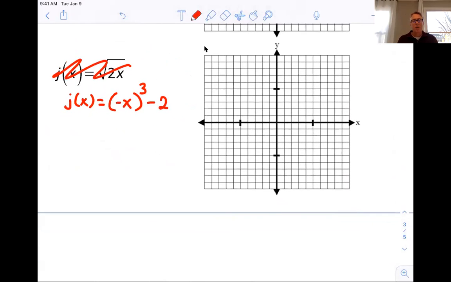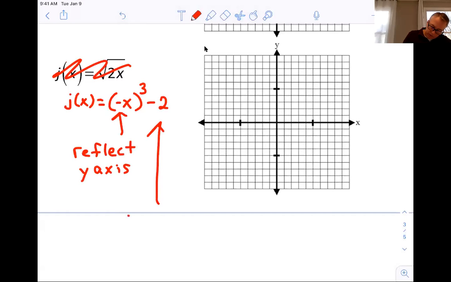All right, so my parent function is x to the third. And I have a couple of transformations I'm going to do in order. I'll do this negative inside. That's internal, so that's going to reflect over the y-axis. And then I'm going to do the minus 2. That's going to move it down 2. So I'm going to take x to the third, reflect it over the y-axis, and move it down 2.